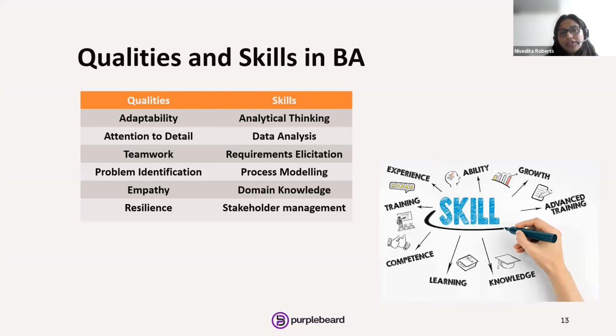So in a nutshell, these are the qualities and these are the skills that we need to have as analysts in order to help our businesses achieve their goals, achieve the set objectives that they have in their mind.